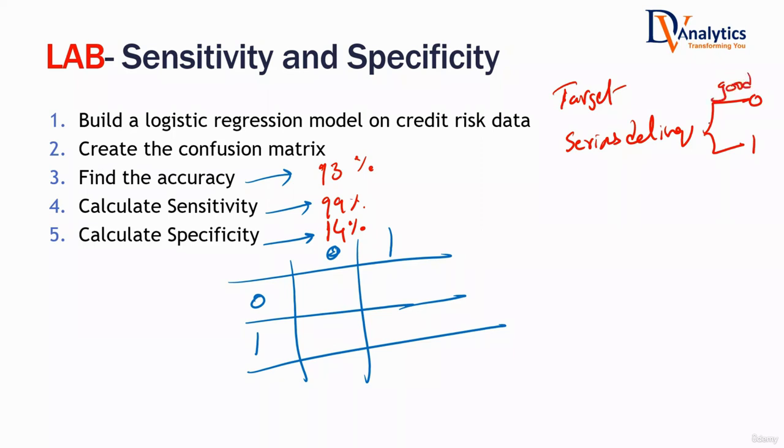Good customer. Somebody is not seriously delinquent, means he's a good customer, right? He's paying back everything. Serious delinquency 1 means he is actually seriously delinquent. That means he's a bad customer. Okay. Now this is good customer, this is bad customer. Now in this scenario, which one is very important for you?